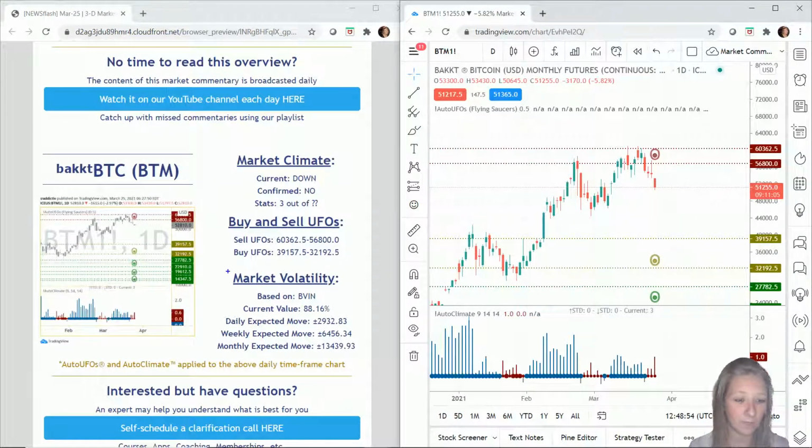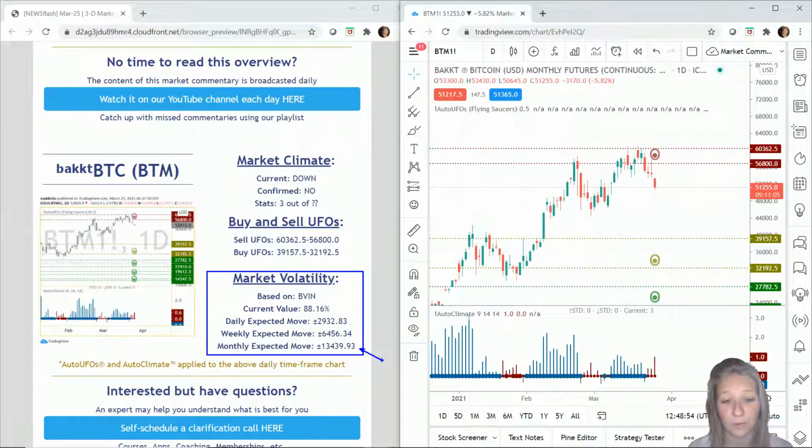Now, in terms of volatility, Bitcoin or cryptocurrencies are notoriously volatile. Not a good or bad thing, it just is. Just be aware of it. In a day, we would expect movement up or down of 2,932.83. In 1 week, it would be up or down of 6,456.34. And in 1 month, we would expect movement up or down of 13,439.93. So again, volatility is not something to be scared of. You just need to manage your risk.